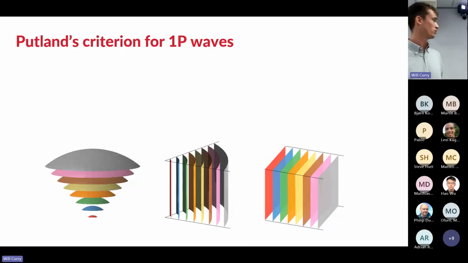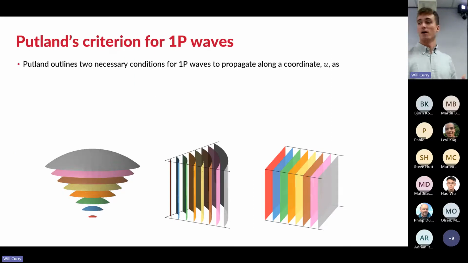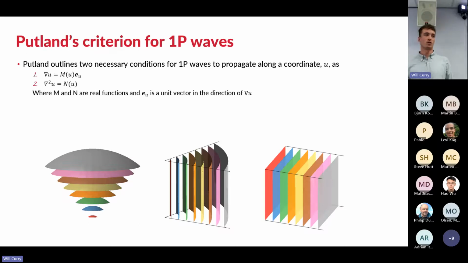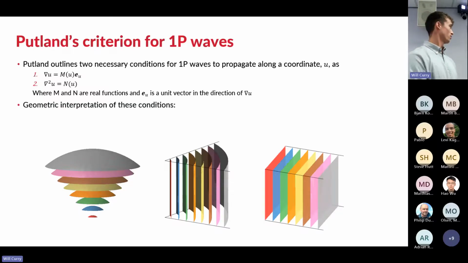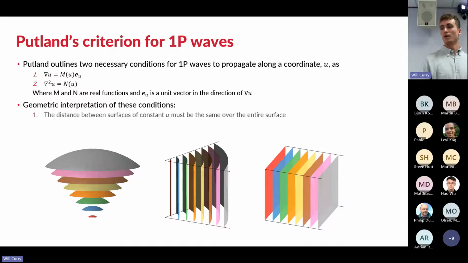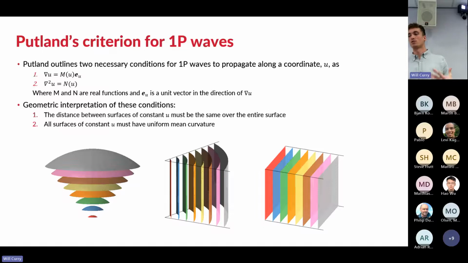So Pathlength's criteria for 1P waves, he outlined 2 necessary conditions for 1P waves to propagate along a coordinate, u, and they look like this. I'm not going to go too much into the maths right now, but if anyone's interested, you can check out his paper. But the geometric interpretation of these conditions is that the distances between the surfaces of constant u must be the same over the entire surface, and all the surfaces of constant u have a uniform mean curvature.